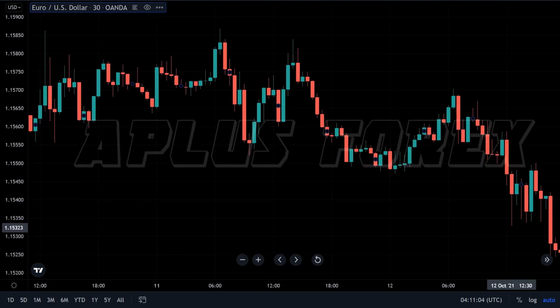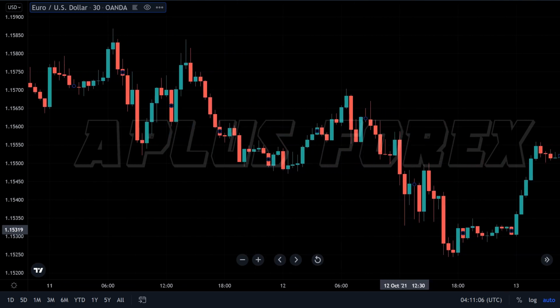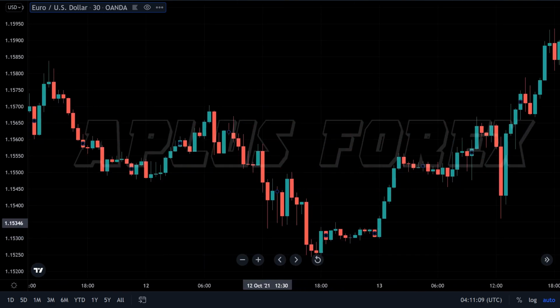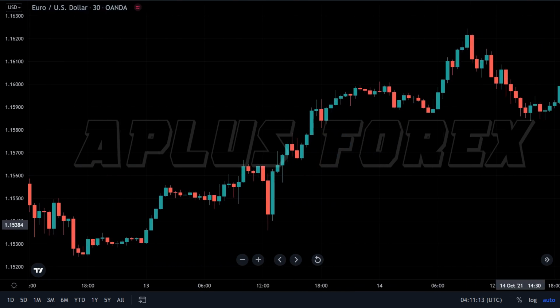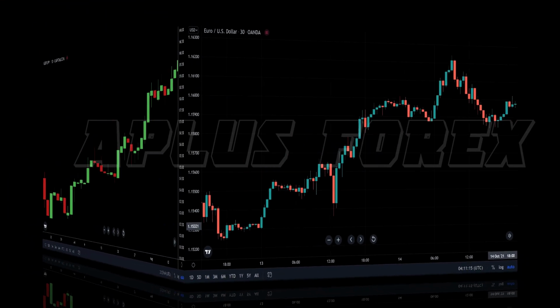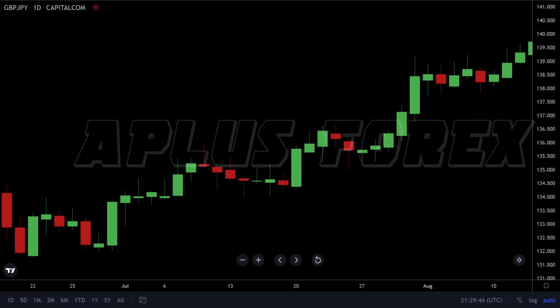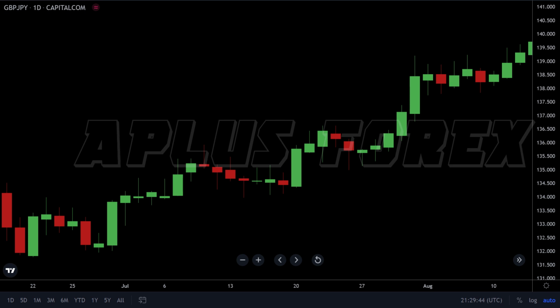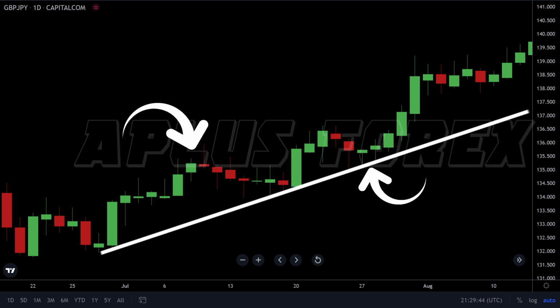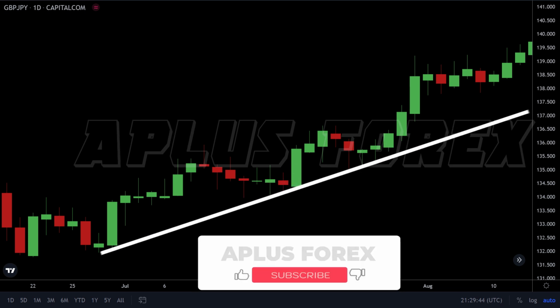Let's get on our chart and see how we can trade with the trend lines. First, we need to go on a higher time frame chart to check on the major trend of the market. And in this case, we'll use the daily time frame chart. On this chart, we can see the market is on an uptrend because it's forming higher highs and higher lows, as we had discussed earlier.